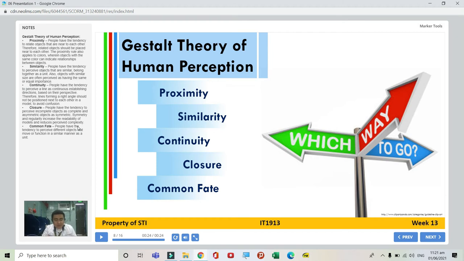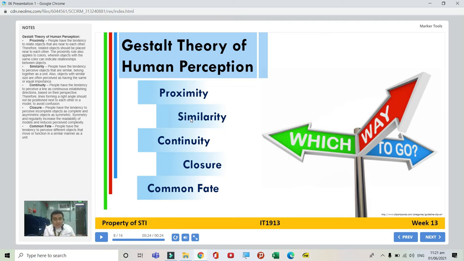For example, this proximity. In proximity, the tendency is that humans relate objects that are near to each other. It means that when elements are close to each other, they are of the same behavior or the same characteristic or the same criteria. In similarity, you have it here. Objects that are similar belong together as a unit. So, when you use similar objects, humans will perceive that they belong in the same group.